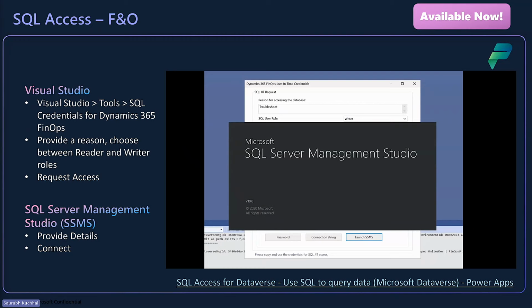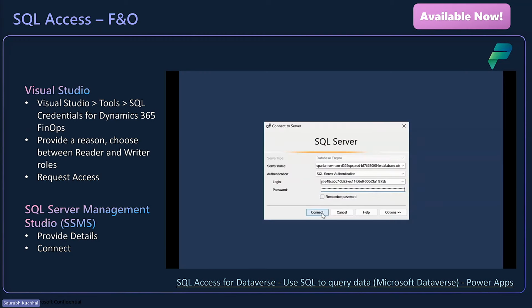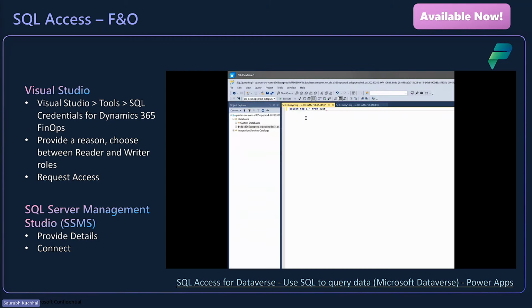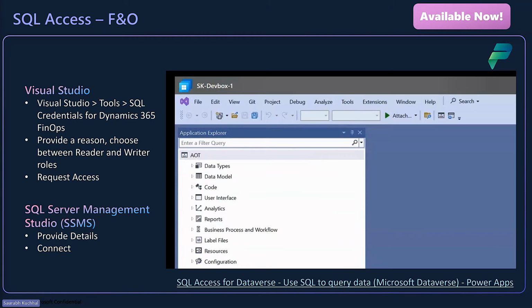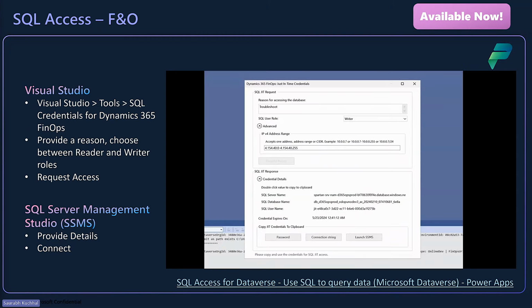And now with this, the user can specify what role they need, read or write, and provide the IP range. All that is right in that dialog. After that, open SQL Server Management Studio and provide the username, database name, server name, all those credentials, and you are good to go and connected with the database here.